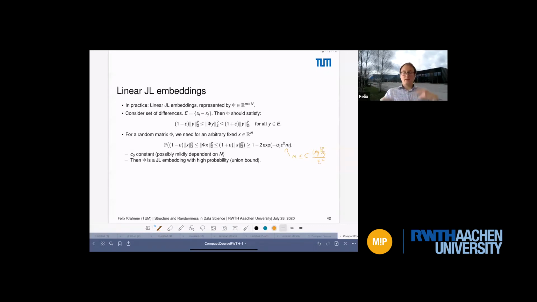And then you remember we want to do a union bound over p points. If you remember from the first part, the probability adds up. So we have p times eta over p or something, and that gives us the desired overall probability of failure eta. That's how we get a Johnson-Lindenstrauss embedding with high probability. That's the idea.